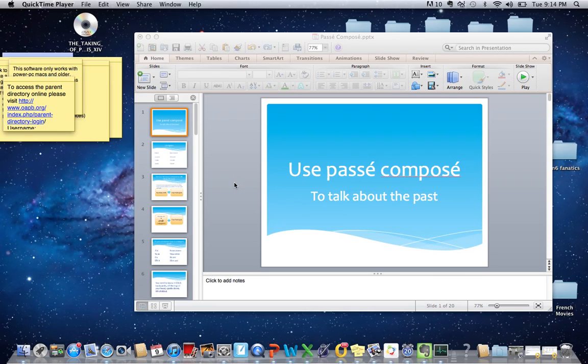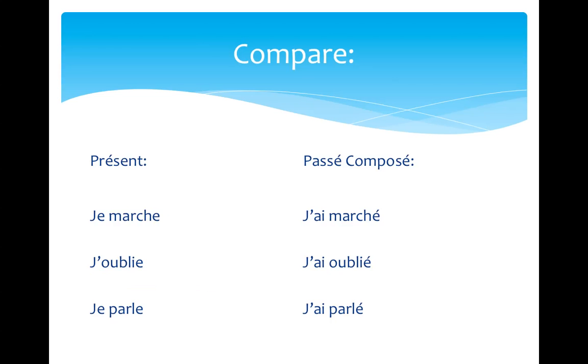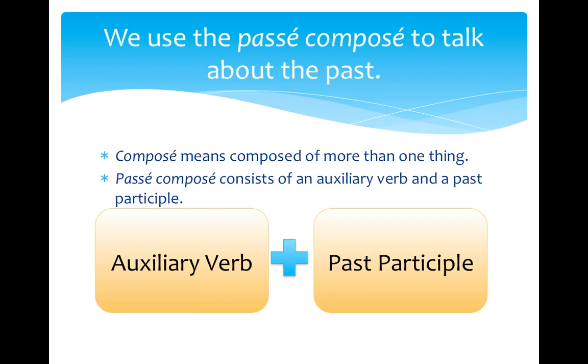Le passé composé. Let's talk about the passé composé. We use it to talk about the past. Compare. Let's look at the left and then the right. Présent, passé composé. Je marche, j'ai marché. J'oublie, j'ai oublié. Je parle, j'ai parlé.